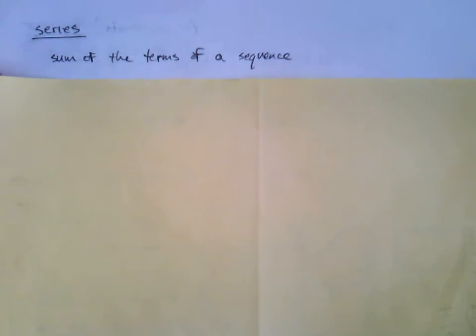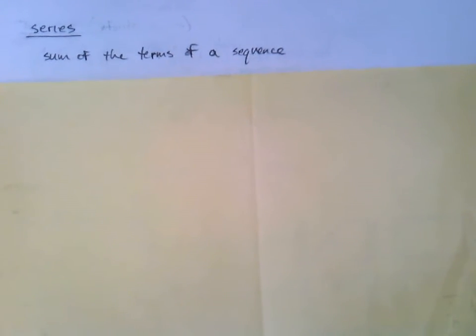Okay, let's go ahead and define a series. Very close connection to a sequence. So let's see it. The series is the sum of the terms of a sequence. It's when you add the terms of the sequence. So let me give you an example.